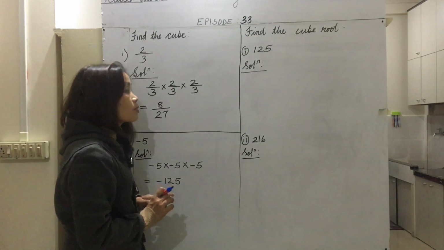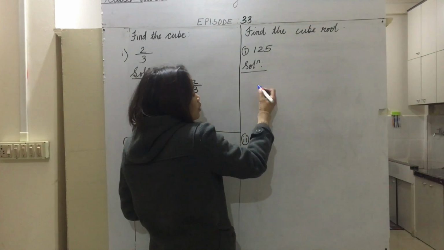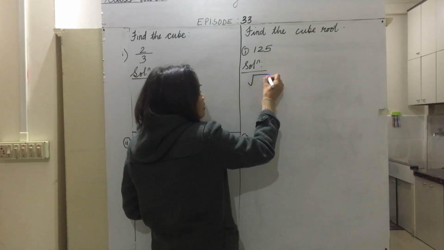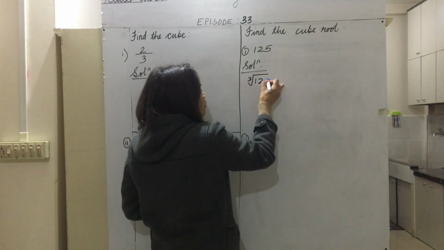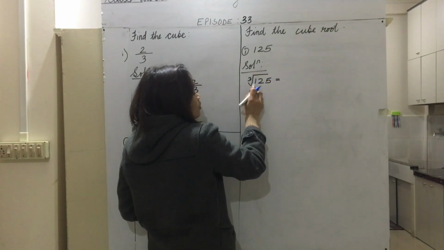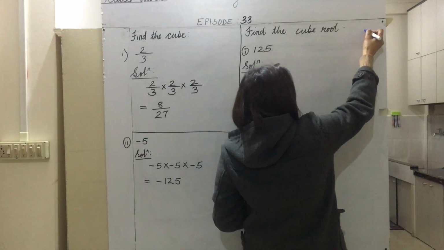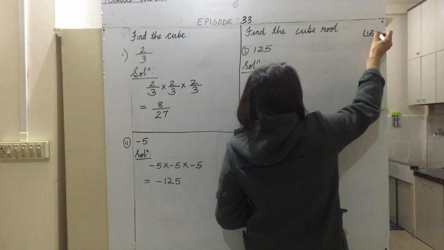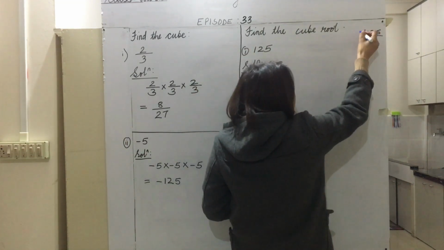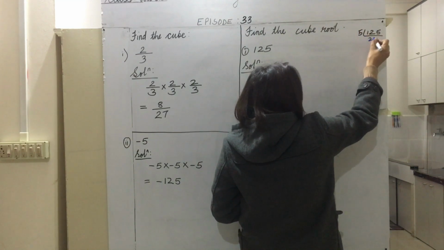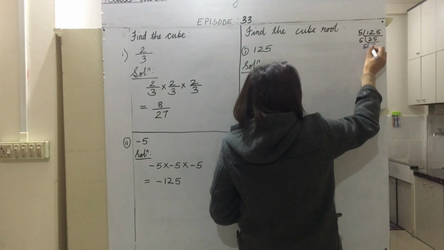The next question, finding the cube root. We need to write the symbol, cube root of 125. When you read this, we read it as cube root of 125. We will prime factorize in the rough column. What can divide 125? 5, 5 25s are 125, 5 5s are 25, 5, 1.